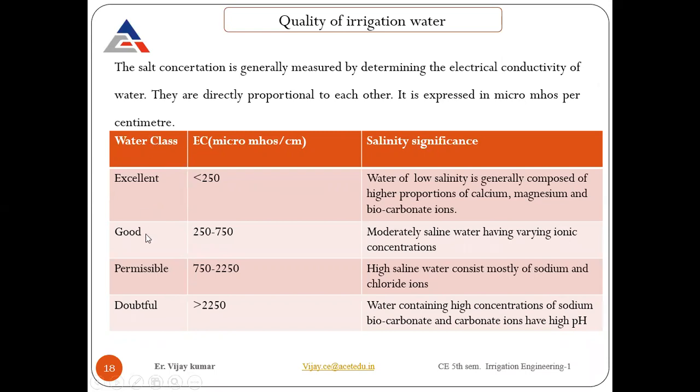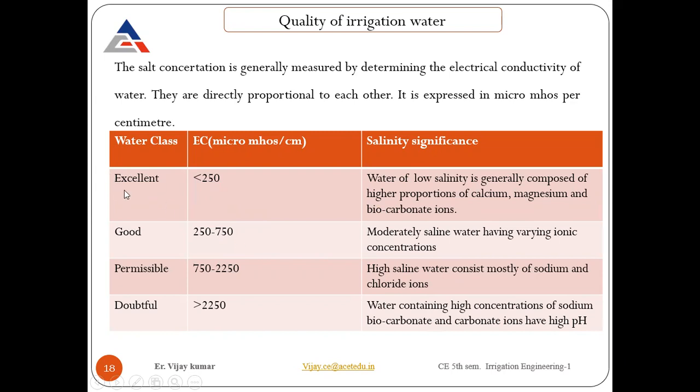There is a water class into which we divide water, and then we have EC. EC stands for electrical conductivity, represented in the unit of microohms per centimeter. According to this value, we can divide the water into different categories mentioned here: salinity, significance, and how their components or compounds are available. By checking the electrical conductivity of irrigation water, we can find out these values.